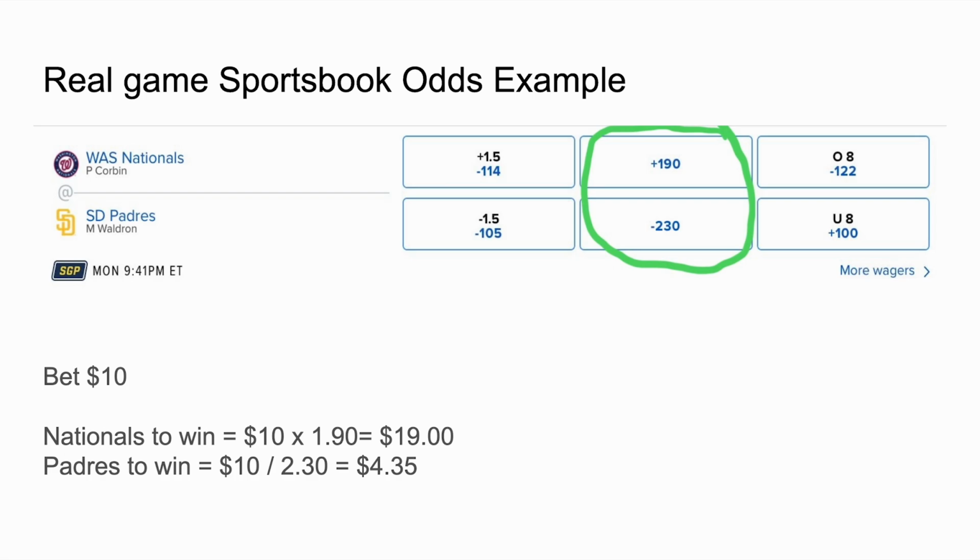For the Padres to win, and you betting $10, you would divide it by 2.30, since the odd that they have is minus 230. If you do $10 divided by 2.30, you'll get $4.35. That means you'd only win $4.35, but you'll be collecting back your initial bet, meaning that you would now have $14.35 back in your balance.